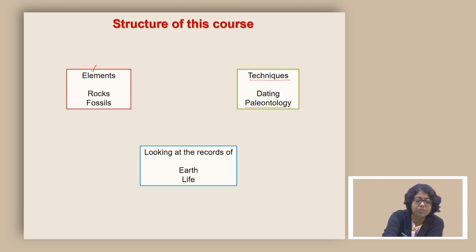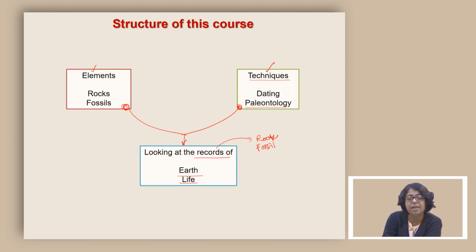Finally, once we are comfortable with the elements as well as the techniques, we are going to use them to look at the record of the earth as well as life to understand how the planet changed over time. This record will be in the form of rock, will be in the form of fossils, and we will use the techniques that we learned in the beginning of the course and the understanding of the elements to read each set of changes and look at what it is telling us.